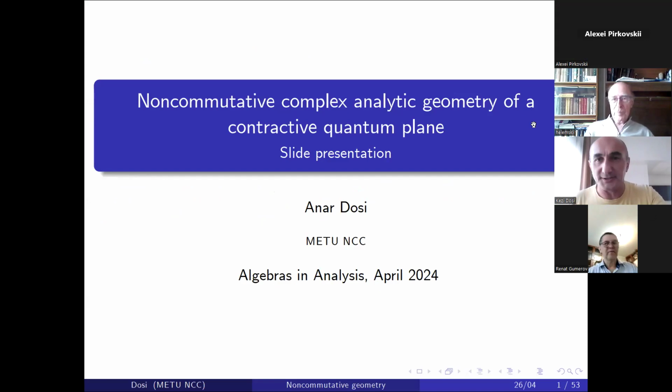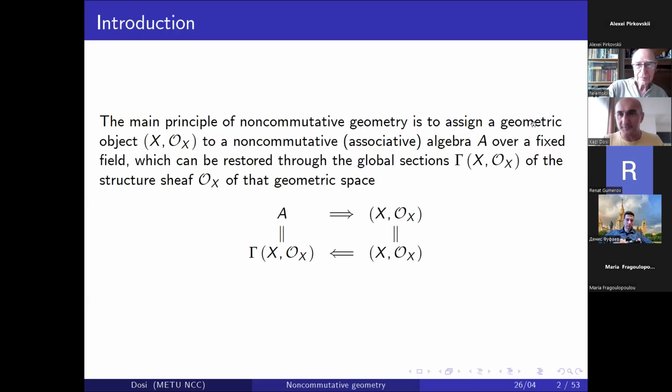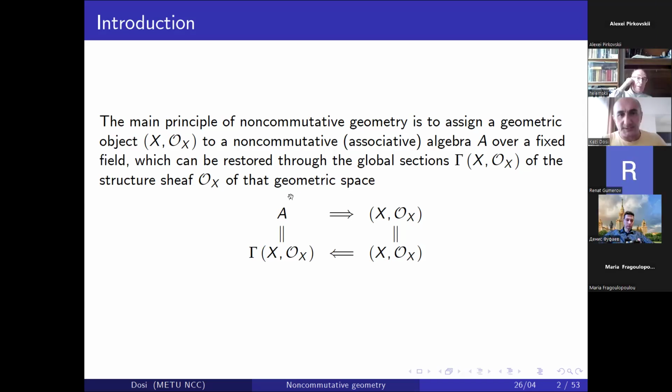Non-commutative complex analytic geometry of a contractive quantum plane. Briefly about some historical moments, or an introduction. What is non-commutative geometry? It is a sort of assignment of a geometric object to a non-commutative, say associative, algebra over a fixed field. It's a ringed space: a topological space and a structure sheaf. If you have an algebra A, you get the geometric object that stands behind A, and you can restore the algebra itself by means of global sections. That's the main principle of non-commutative geometry.